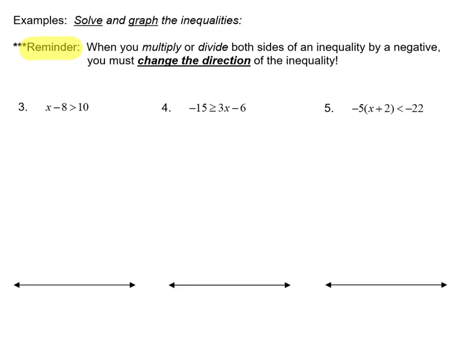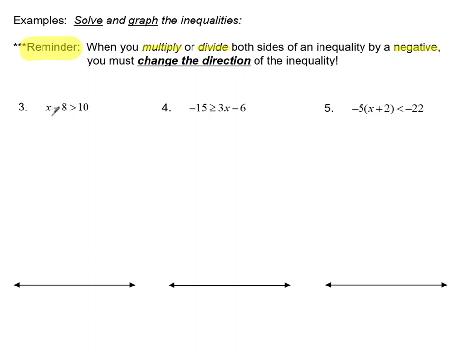When we are multiplying or dividing both sides of an inequality by a negative number, we must change the direction of our inequality. Again, when we are multiplying or dividing both sides of an inequality by a negative number, we must change the direction of our inequality. We will flip it from a less than to a greater than, or from a greater than to a less than. Let's see when that happens in our problems.